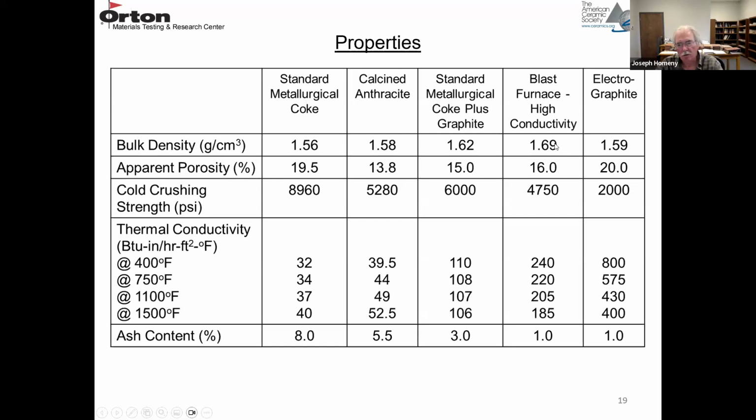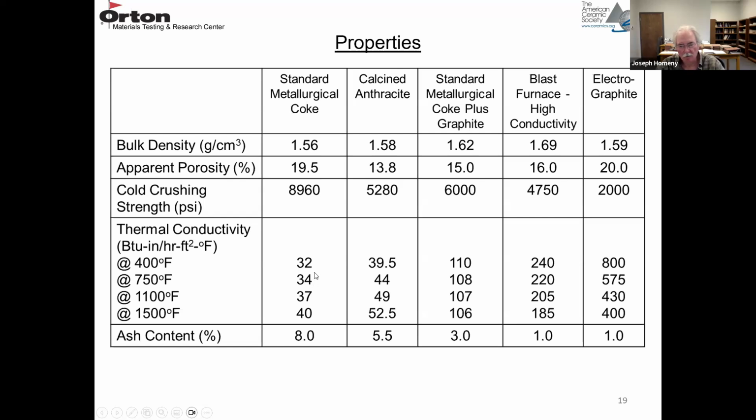So the bulk densities are all about 1.5, 1.6, and that's in grams per cubic centimeter. The porosities in percent are all around 15 to 20%. And you can see the coal crushing strengths are rather decent, 2,000 to about 9,000 PSI.